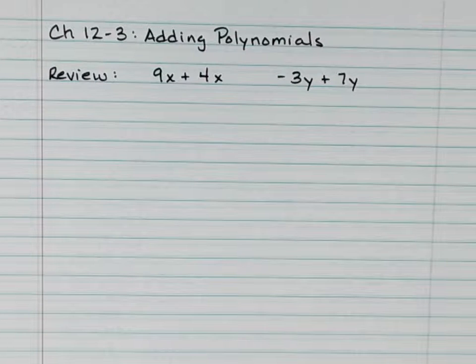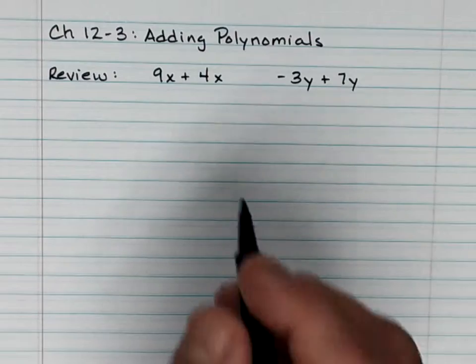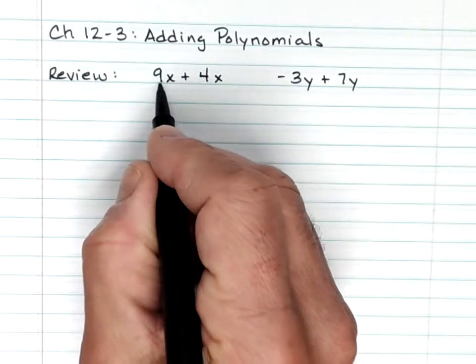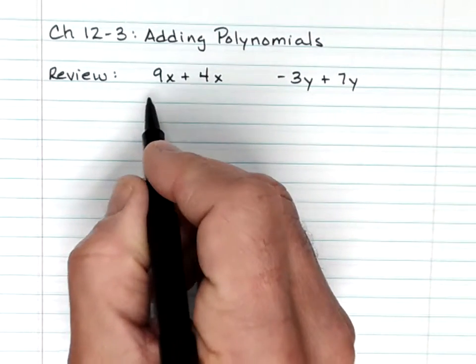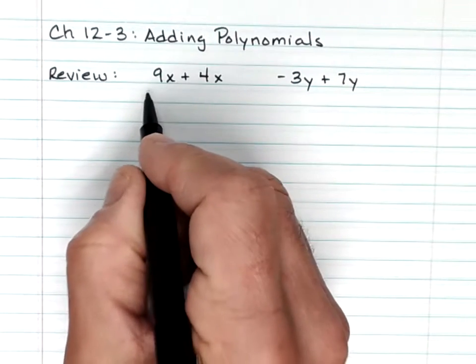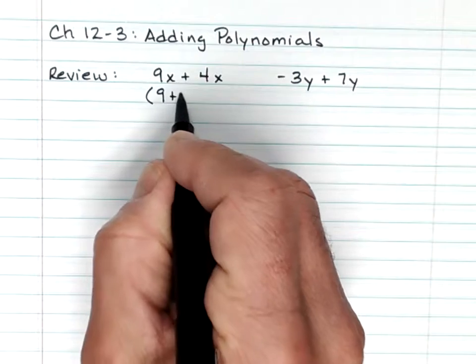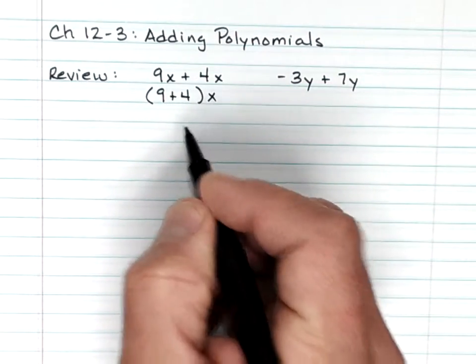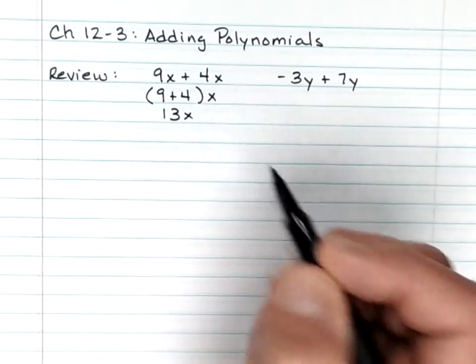This is chapter 12, section 3, adding polynomials. Here's a quick review on combining like terms. This is 9x plus 4x. So x being the common variable, 9 and 4 are the coefficients that you're going to add together. And so this would be 13x.